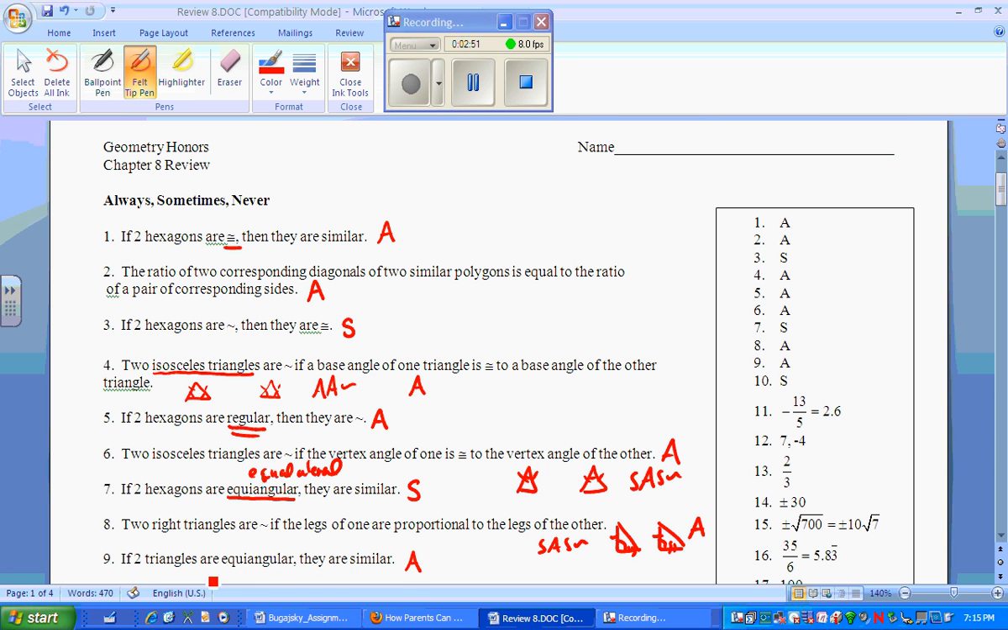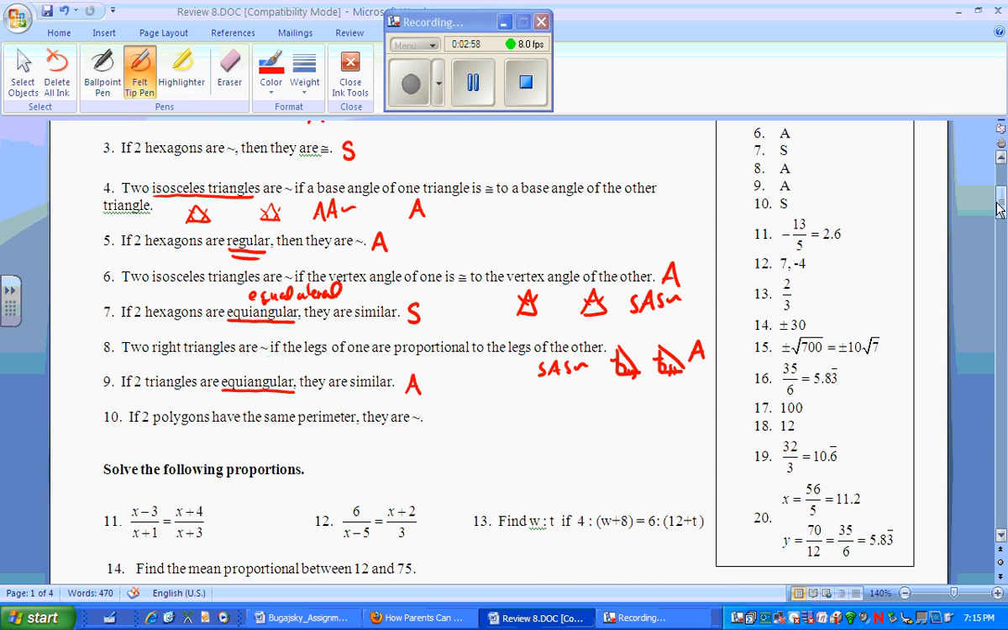9, if two triangles are equiangular, they are similar. This is always, because equiangular triangles are equilateral, and you know all the sides are proportional, so they have to be the same type, because it says triangles, not up here where it says hexagons. It's just saying it's a six-sided figure, where triangles, you know, are the least amount of sides a figure can have.